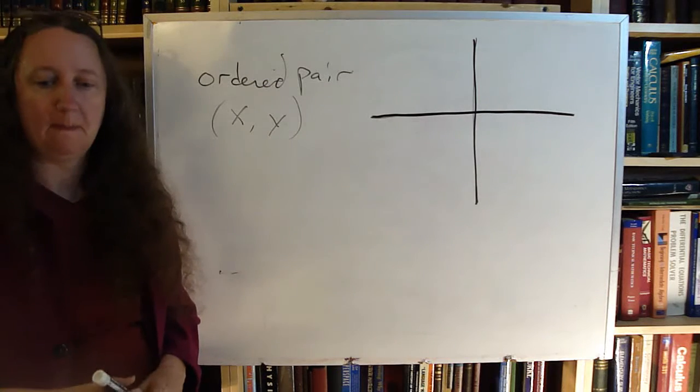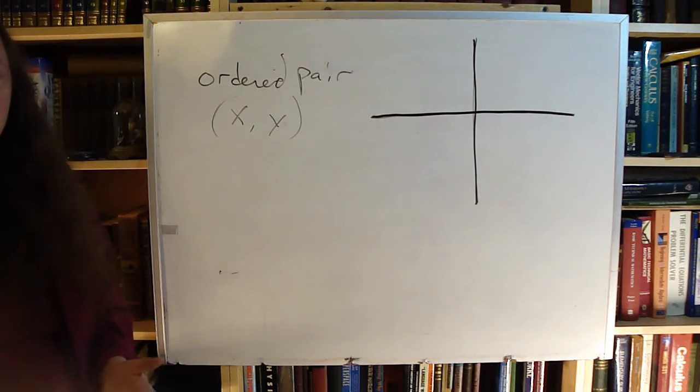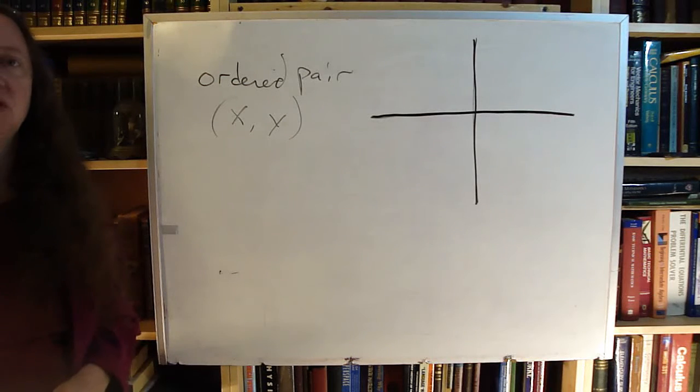Ordered pairs, graphing, axes, horizontal, vertical: definitions you need to know.